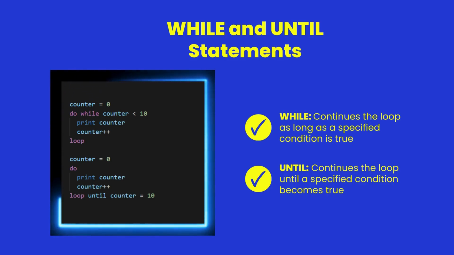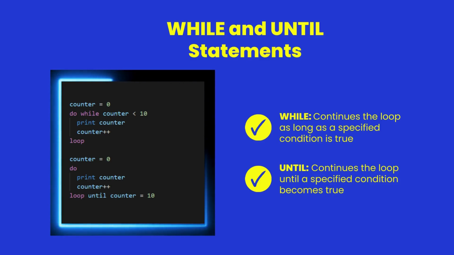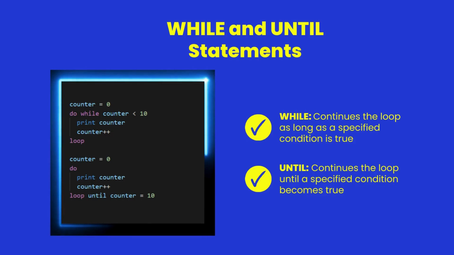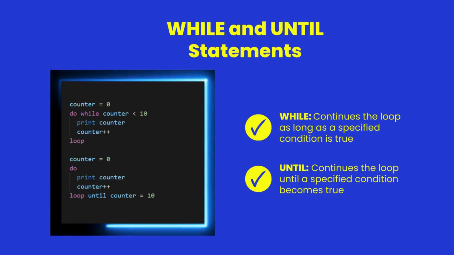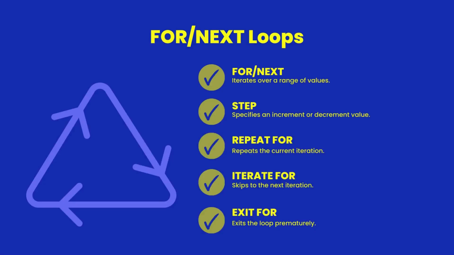These examples illustrate how to use do while and do until loops in Sheerpower to control the flow of your program based on specific conditions. The for next loop in Sheerpower is used to iterate over a range of values. Use the step option to specify an increment or decrement value.